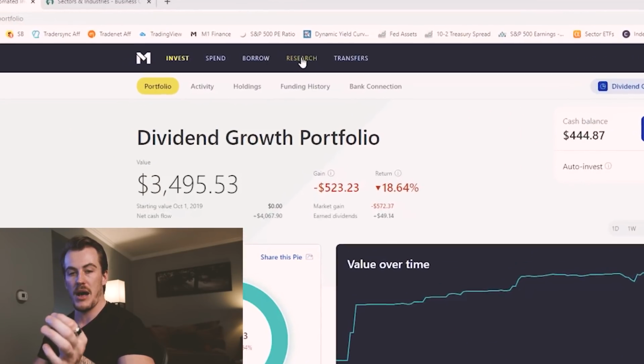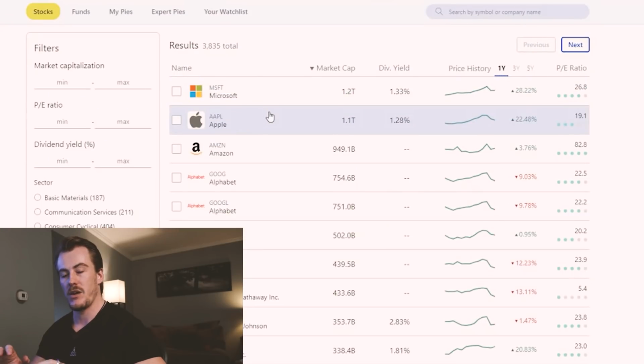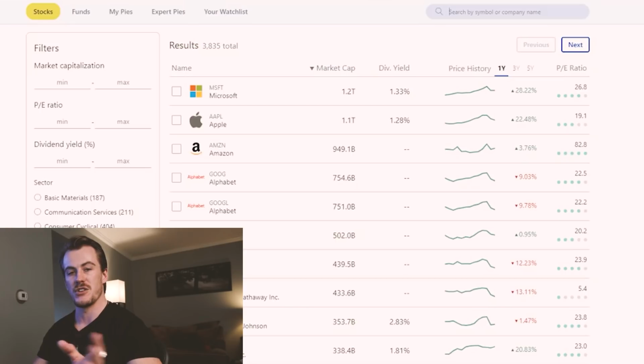Now, if you would like to make your own portfolio, I'll show you how to do that real quick. I'm going to have a link in the description of this specific portfolio, so you can see it, and you can even add these pies into your own portfolio if you want to. But if you want to make your own pie, you can go to Research, My Pies, Create Pie, and then just type in whatever index or whatever stock you want and add it to that pie, name it, and then you can add it into your portfolio and allocate it. I'm not going to go through all that. Plenty of videos on the internet to do that. Just search M1 Finance how to.